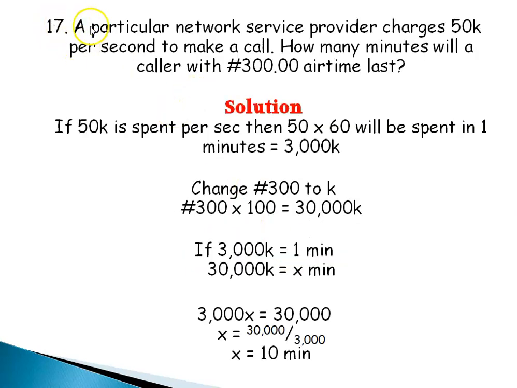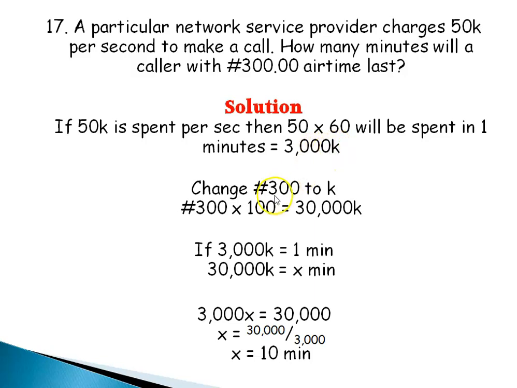Question 17. A particular network service provider charges 50 kobo per second to make a call. How many minutes will a caller with 300 naira airtime last? Alright. So if 50 kobo is spent per second, then for me to know how much is going to be spent for 1 minute, since I know 60 seconds make 1 minute, I'll say 50 times 60. That means for 1 minute, you're going to spend 3,000 kobo.